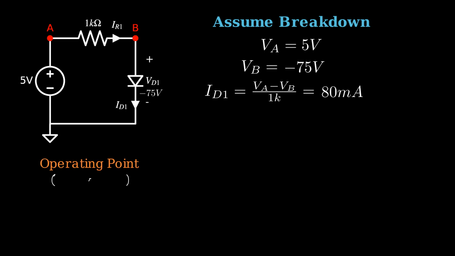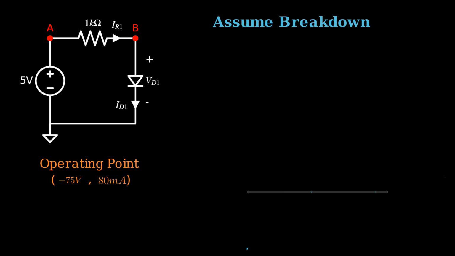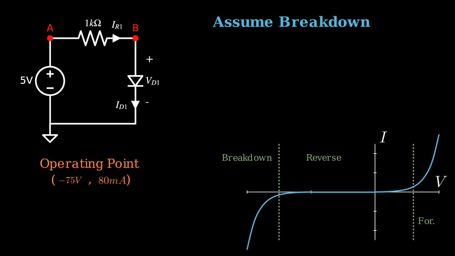We now have the two parts of the operating point. And consider where it is on the VI curve. We can see that this operating point lies in the second quadrant, and is not a feasible solution. Therefore, the node voltages we found with this assumption are not valid. Now that we've made all three assumptions, let's organize the approach.